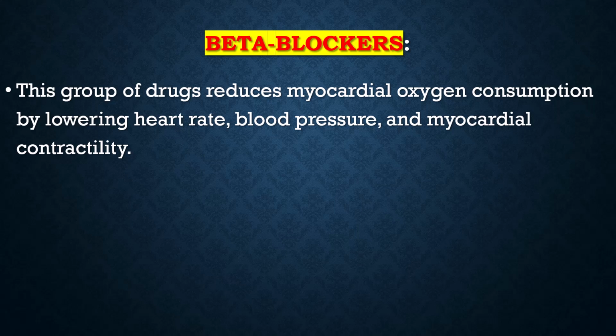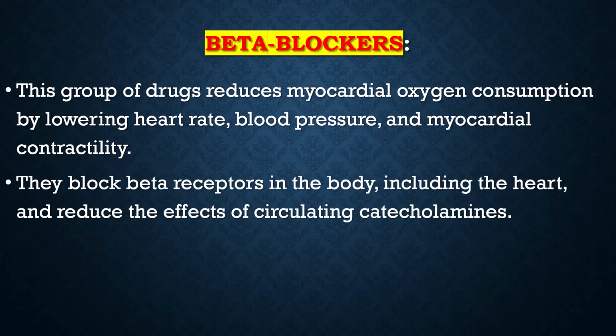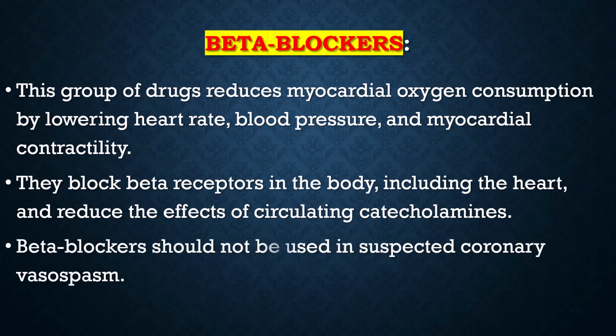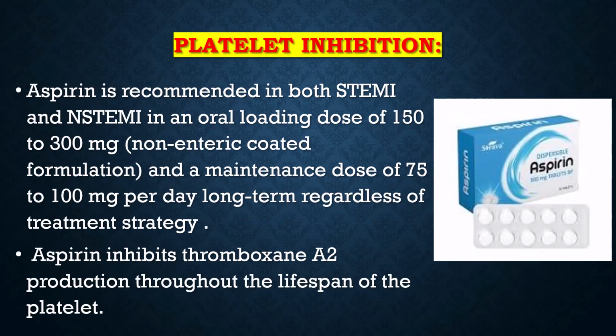Beta blockers. This group of drugs reduces myocardial oxygen consumption by lowering heart rate, blood pressure, and myocardial contractility. They block beta receptors in the body, including the heart, and reduce the effect of circulating catecholamines. Beta blockers should not be used in suspected coronary vasospasm.